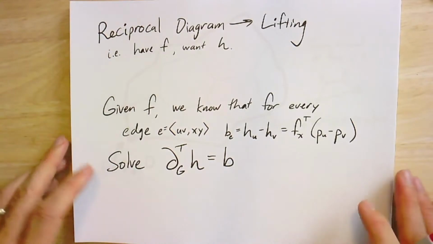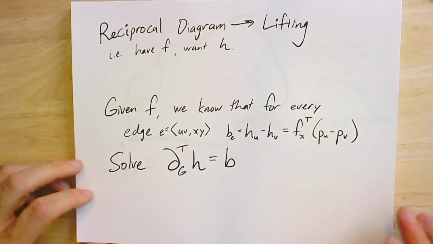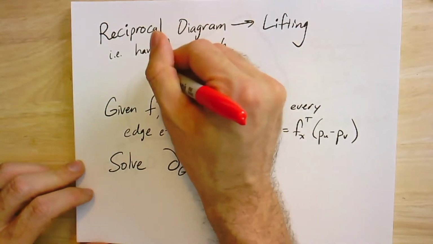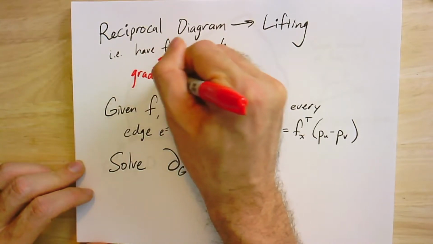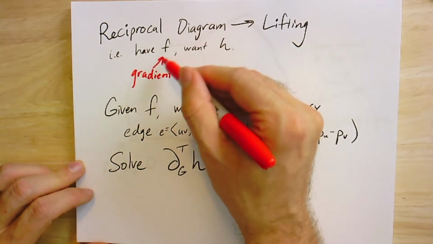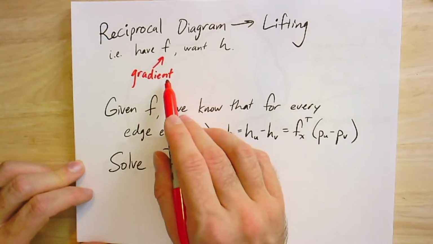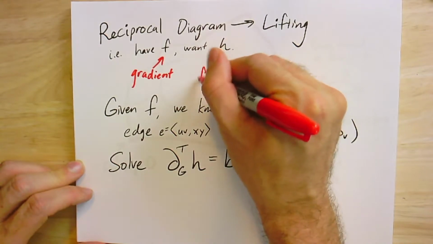From a reciprocal diagram, we can also get a lifting. So in other words, we have this reciprocal diagram F, and you can think of it, or we would like to think of it as a gradient. That is, for every face, it's going to tell us how that face is sloped. And we want this h, which is really a kind of height function.